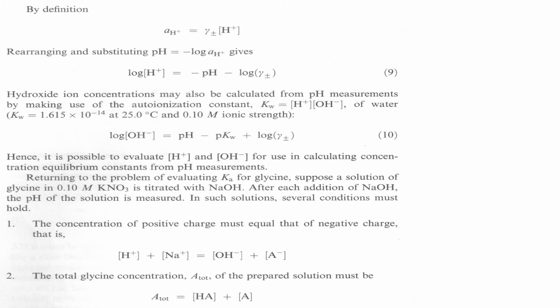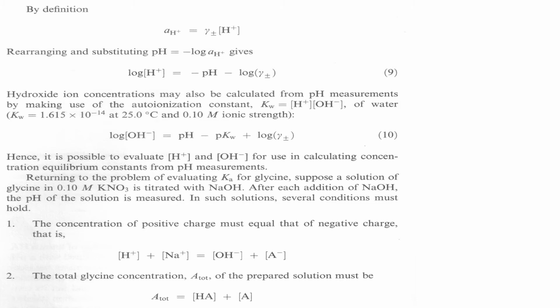Returning to the problem of evaluating Ka for the glycine, suppose the solution is glycine, 0.1 molar KNO3, titrated with sodium hydroxide. After each addition of sodium hydroxide, the pH will change, right? Then the concentration of the positive charges equals the concentration of the negative charges, which we call the charge balance in solution. That means all positive charges concentration, H plus and Na plus, equals all negative charges concentration, which is the OH minus plus A minus. We call this the charge balance.